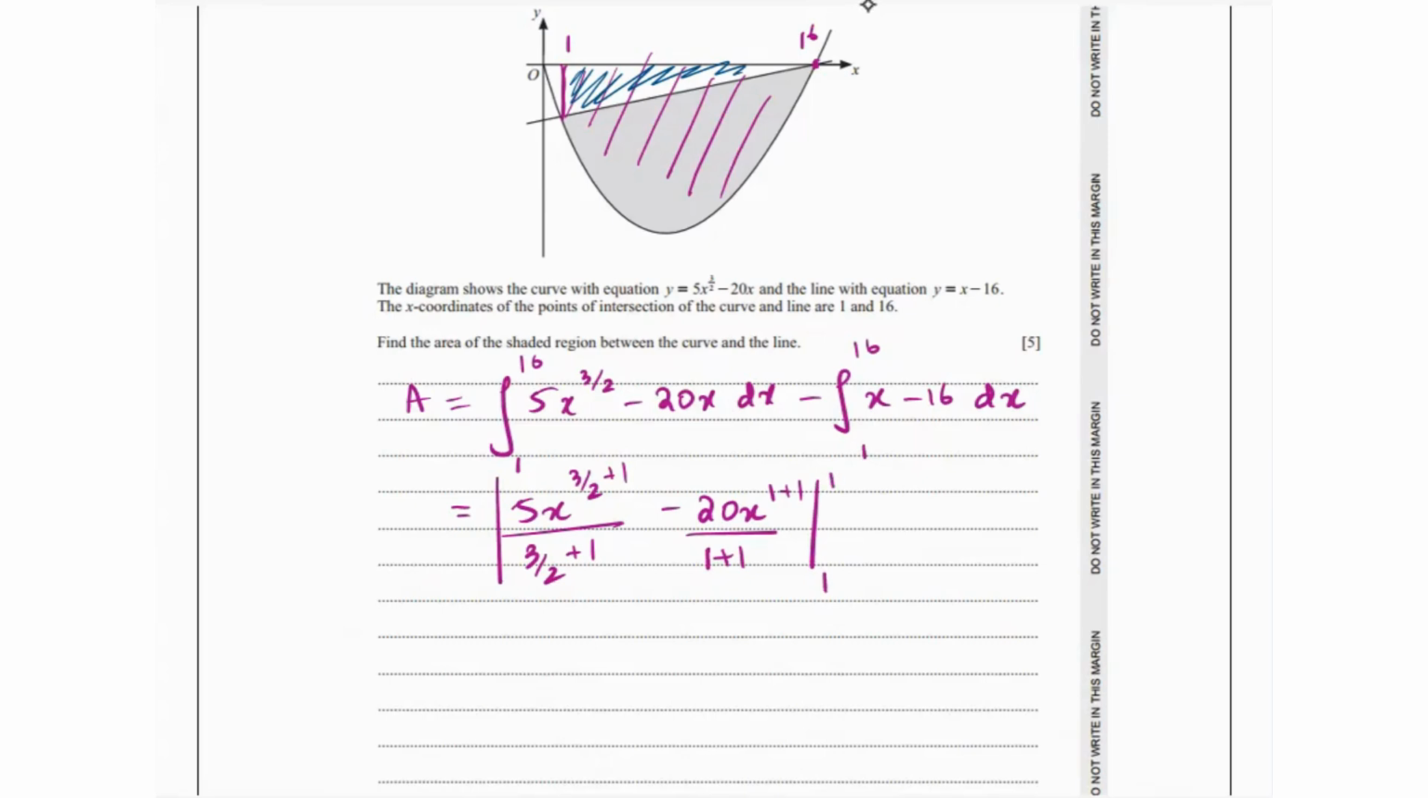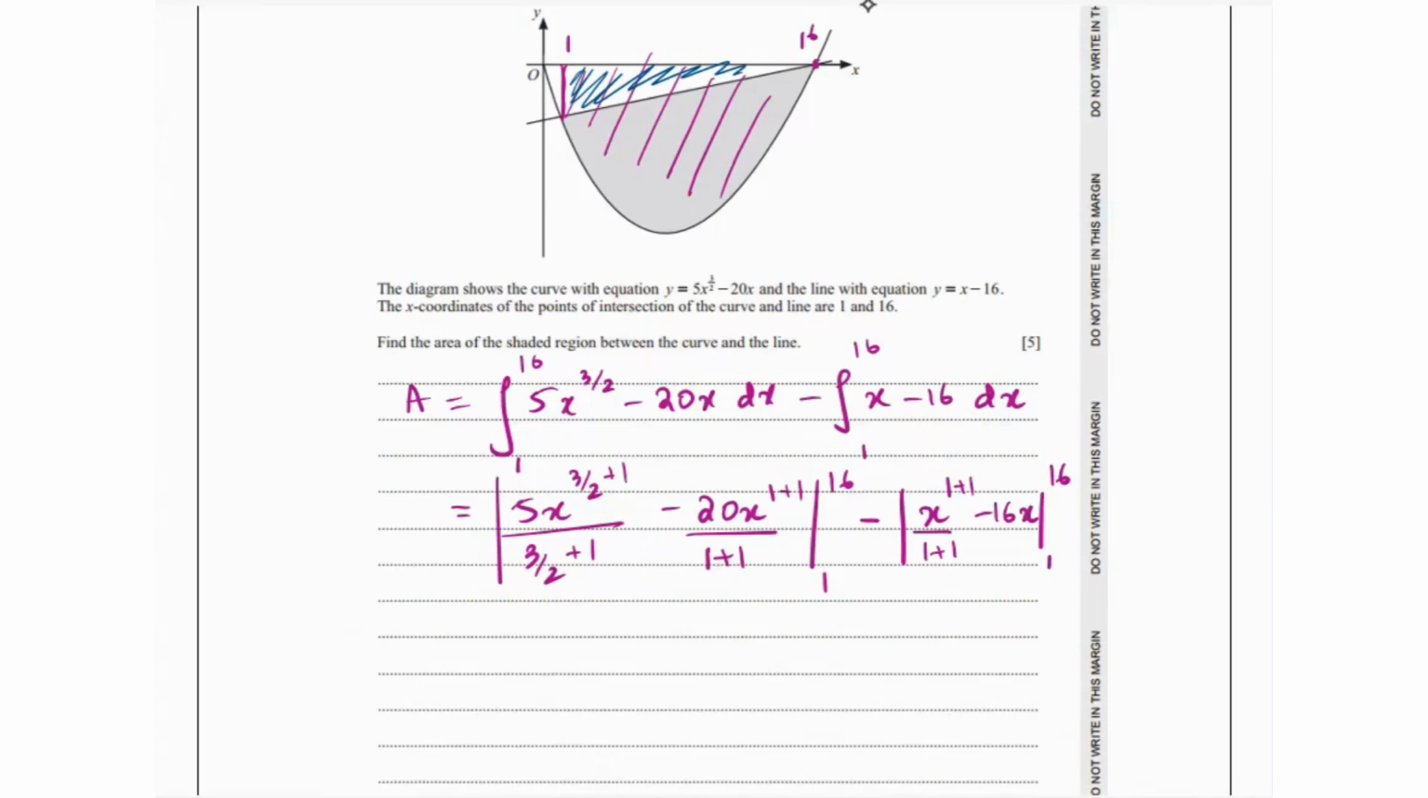And this is from 1 to 16. There's a limit of 1 to 16 to this. When there's no limit given for integration, you add a constant, but since there's a limit given over here, we don't add any constant. Minus x to the power of 1 plus 1 divided by 1 plus 1, minus 16x, from 1 to 16.